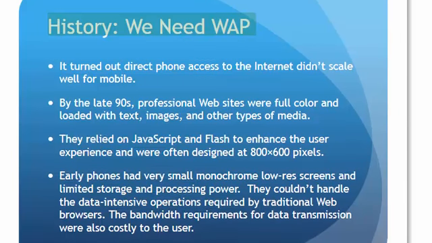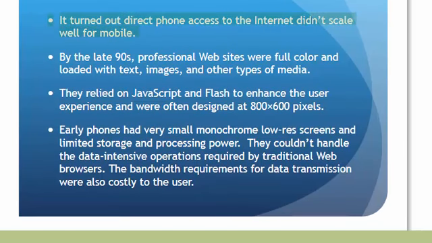History. We need WAP. It turned out direct phone access to the Internet didn't scale well for mobile. By the late 90s, professional websites were full color and loaded with text, images, and other types of media. They relied on JavaScript and Flash to enhance the user experience and were often designed at 800 x 600 pixels. Early phones had very small monochrome low-resolution screens and limited storage and processing power. They couldn't handle the data-intensive operations required by traditional web browsers, or the bandwidth requirements for data transmission.